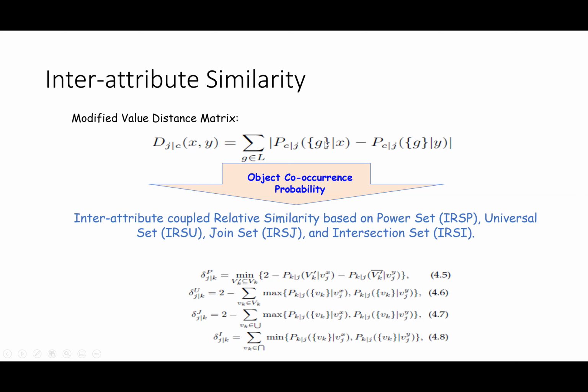And then what we do here is consider the dissimilarity between these two sets, and then we can derive and consider whether they have a power set, universal set, joint set, or intersection set, based on the two-set relationship. And we can derive the inter-attribute similarity for this full scenario like this, right?